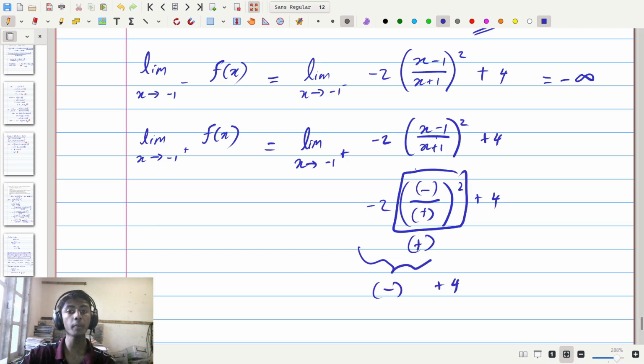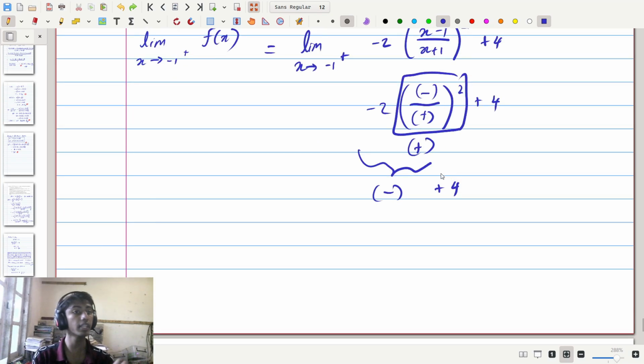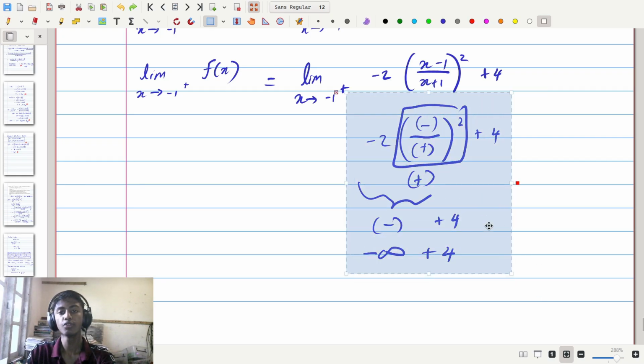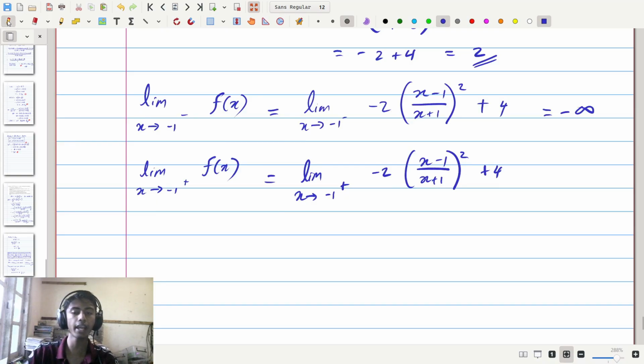And as this denominator approaches 0, as x approaches -1, we're going to have a really small number in the denominator, which creates a really large positive number here, which will end up creating a really large negative number over here, and therefore in the limit we will get a really large negative number, which is negative infinity plus 4 as the value of the limit. So here we can see the plus 4 becomes irrelevant, and therefore the final answer here is going to be negative infinity as well.